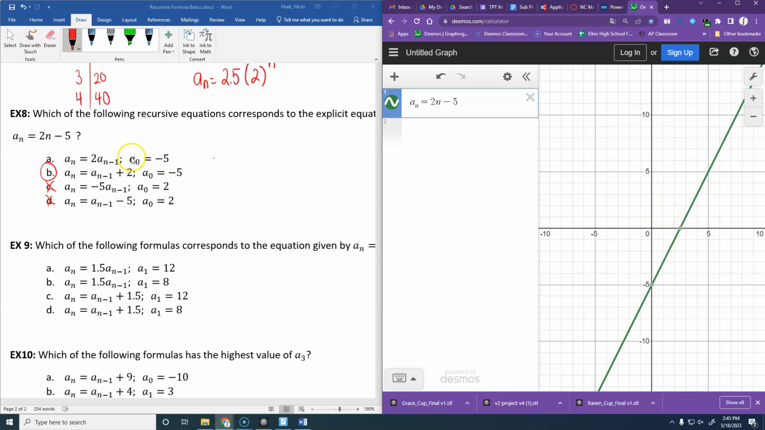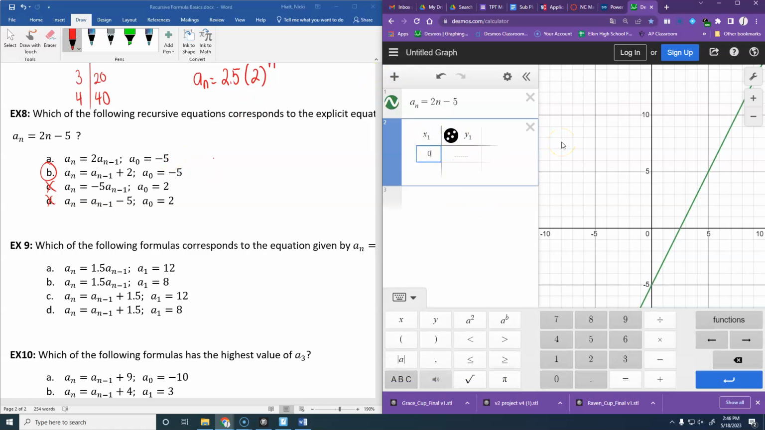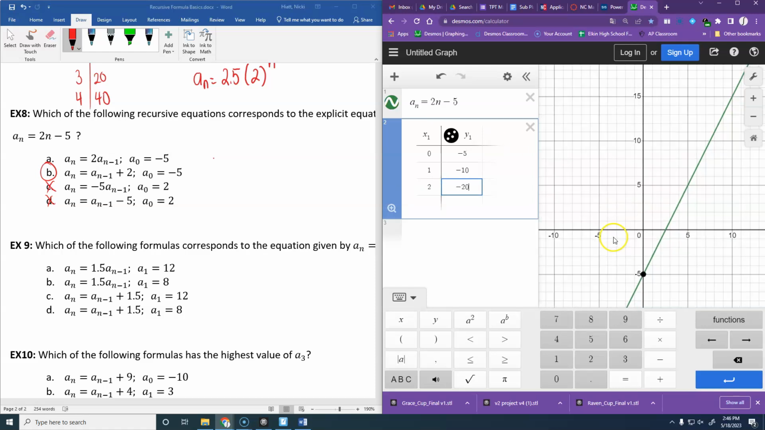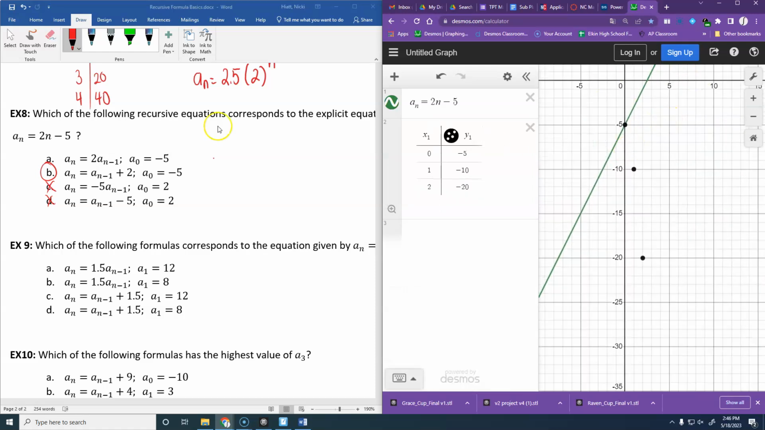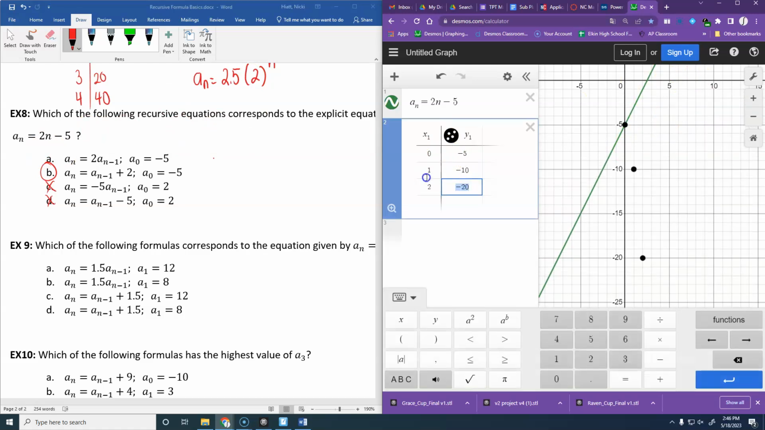All right, here's something that you can do for this. Look at A, right? I'm going to add a table. All right, so a sub 0 is -5. So I'm going to put that in my table. All right, then this rule for A tells me to multiply by 2. So the next number, if I multiplied by 2, would be -10. And then the next number would be -20. Is that anywhere close to fitting the line that we're looking for? No. So that's out.